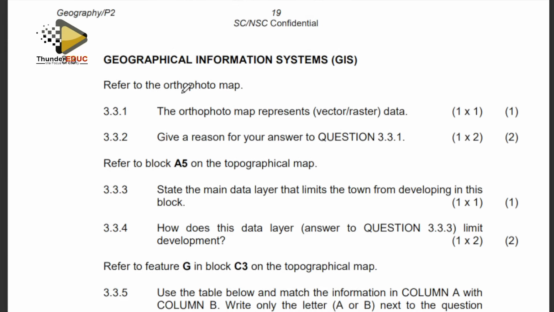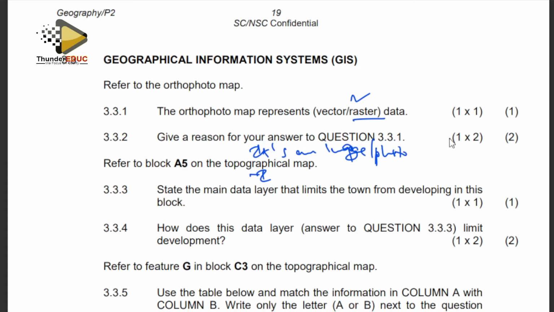GIS refers to the topographic map. The orthophoto. The orthophoto map is represented as what? Remember when I was explaining the previous paper, I told you that an example of raster data is the orthophoto. So the answer here is raster data. Are we together? Then we continue. Give a reason for your answer: because it is an image or photo.